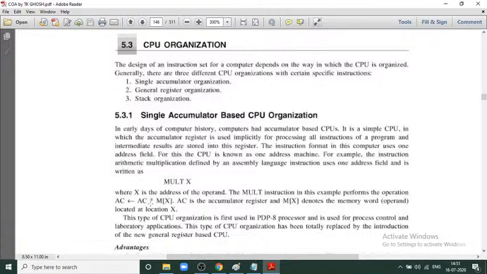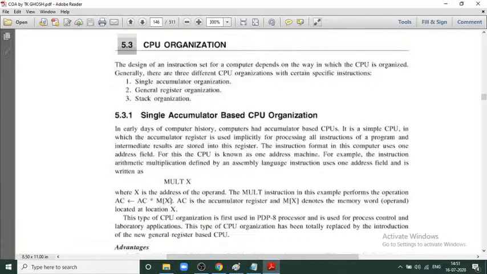Multiplication needs two data. One data is stored in the accumulator or AC, because by default the accumulator is going to be used, and the other data is stored at memory address X. Because X is a memory address, it is denoted by M within third bracket X. So X is basically the address of the operand.